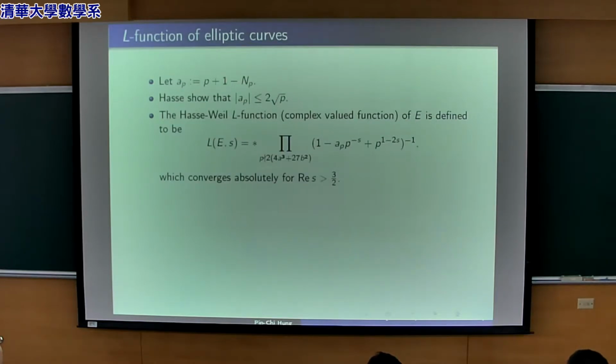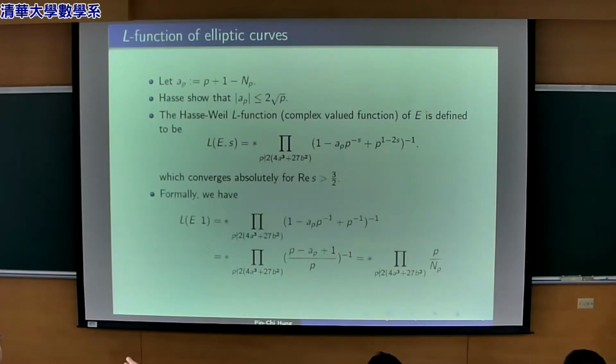Okay, so why do we consider this function? Because if formally you put 1 into this function, 1 is not in the convergence area, right? The real part of 1 is 1, which is less than 3 over 2. But if we put in 1, you get a formal computation. Do this formal computation, you get something you want. You get this number you want to understand, right?